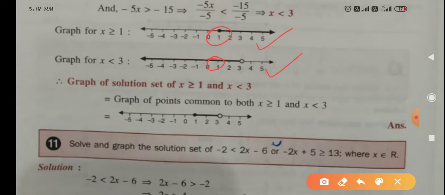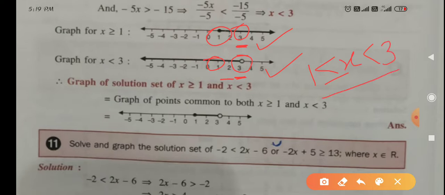Now after 1, 2 is there here, and here after 1, 2 is there. After 2, 3 is there here, and 3 is there here also. But you can see in the second solution set 3 is not included. In the first solution set 3 is included. So 3 is not common, but the values less than 3 are common. So from 1 to 3 is the solution set of both: 1 is less than or equal to x is less than 3.